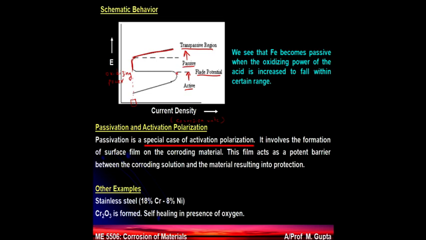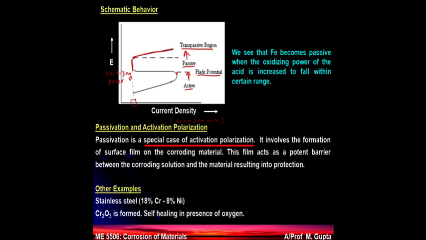So you can establish that, because there can be very different kinds of environments. So if you are concerned that your material may or may not show passive behavior, you can run the simple experiment, establish the data, and you will know how your material is going to behave.